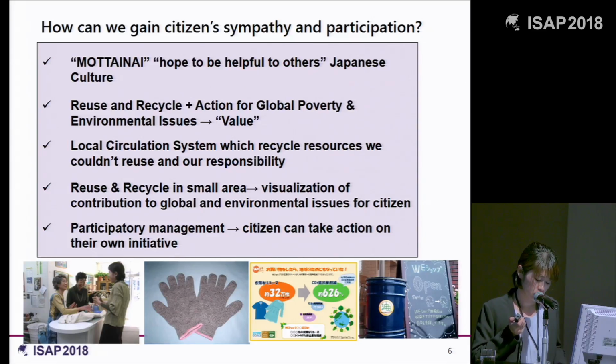In the past 20 years, more and more people started appreciating recycling and reusing. And in Japan, there's a word, mottainai, that is internationally known. And that gives a psychological incentive for the people who donate unused clothes and goods, and also the establishment of a circulating system by establishing a local circulation system.